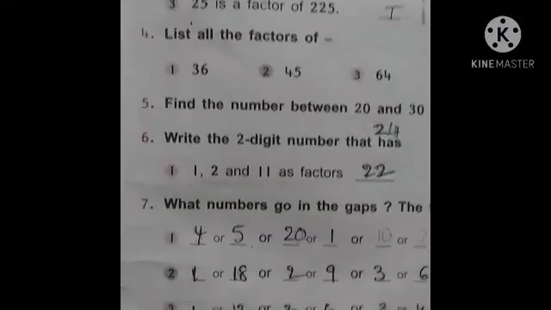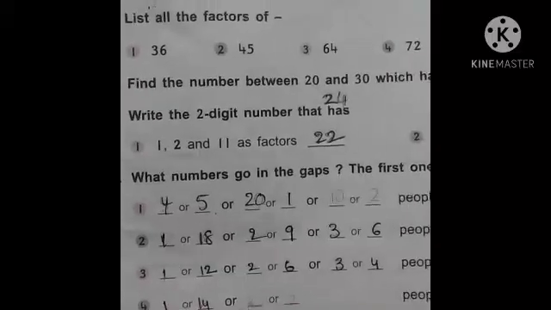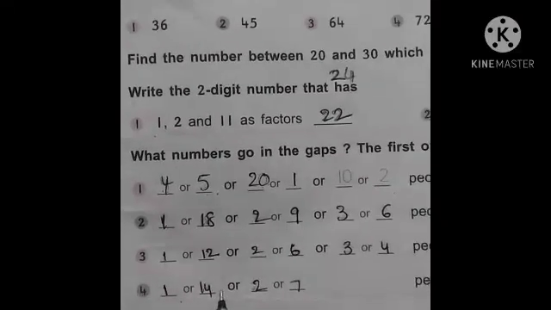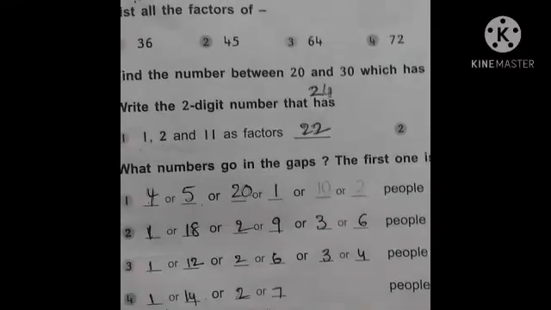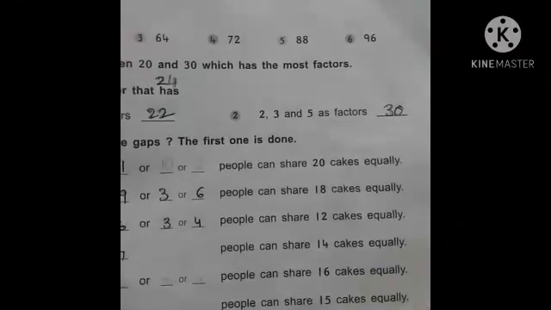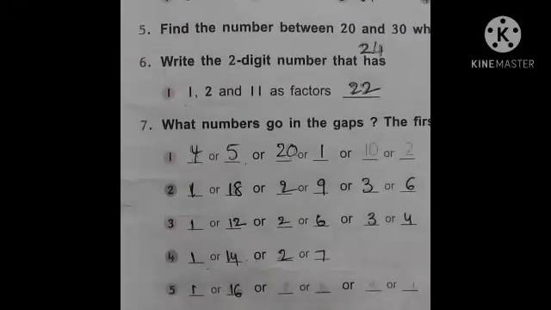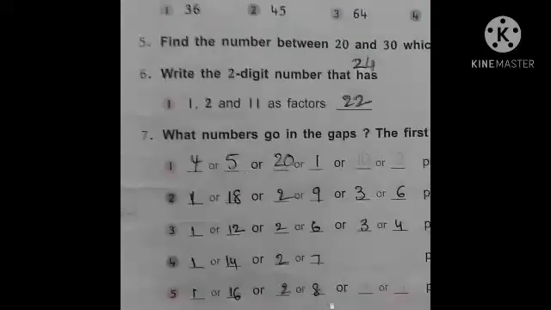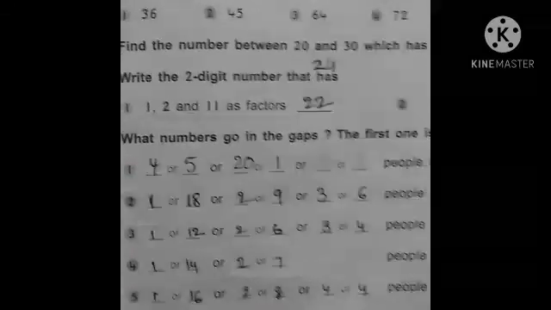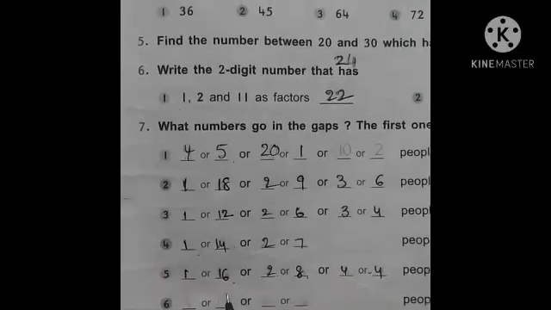Next, people can share 14 cakes equally. First, 1 14's, we have to write here. 1 14's are 14, 2 7's are 14. 14 is not in the 3 table. So these two only we have to write. Next, people can share 16 cakes equally. 1 16's are 16. 2 8's are 16. 4 4's are 16.